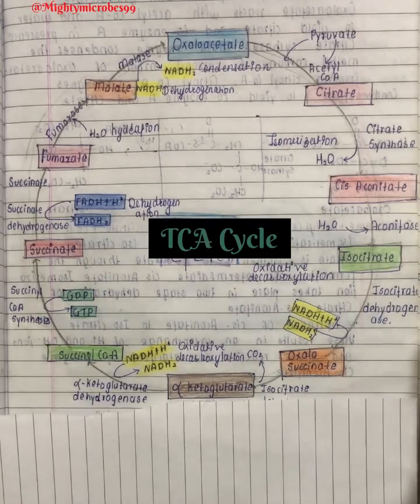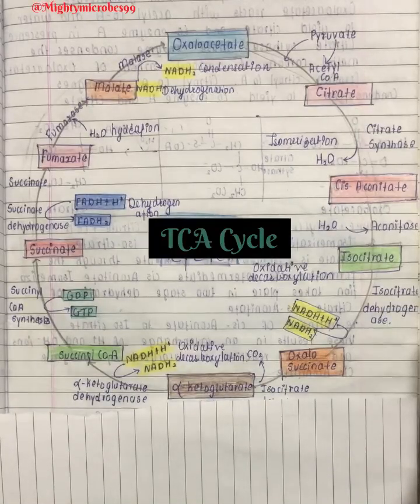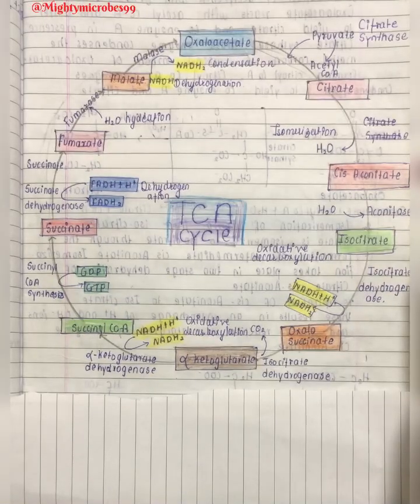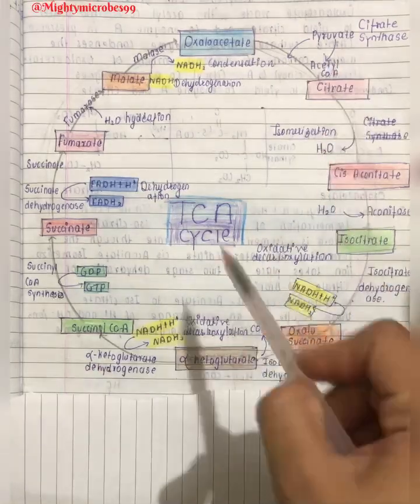This cycle is a universal cycle for aerobic metabolism, and it is a series of reactions in mitochondria that brings about the complete oxidation of acetyl CoA to carbon dioxide, and it liberates hydrogen equivalents, which ultimately form water. This cycle consists of a total of 8 enzyme catalyzed reactions. So let's start with the explanation of this TCA cycle.